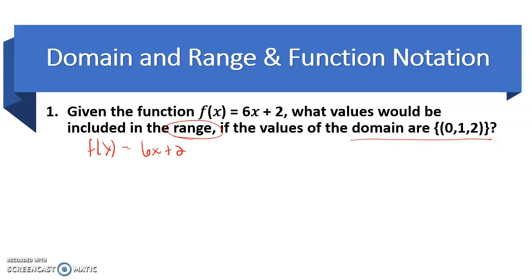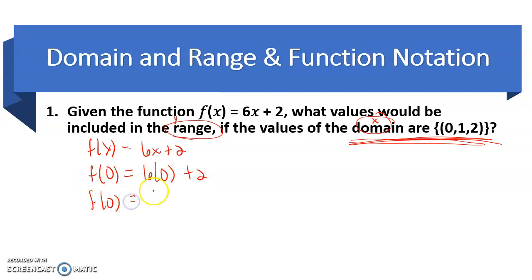So this is where we have to go back and think about what domain and range mean. Domain deals with my x-axis. Range deals with my y-axis. So if they're giving me the domain, I'm going to put the domain in for x. I'm going to take the first one, f of, and in place of x, I'm going to put 0. Equals 6 times 0 plus 2. F of 0 equals 0 plus 2. Therefore, f of 0 equals 2.